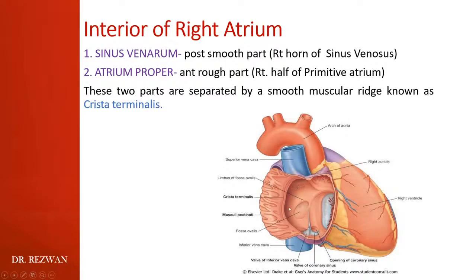We can see this is the interior of the right atrium. Over here we can see some irregularity, that is the rough part, and over here the surface is quite smooth. This is the smooth part, and we will discuss about this part separately. And these two parts are separated by a muscular ridge we can see over here, that is called the crista terminalis.